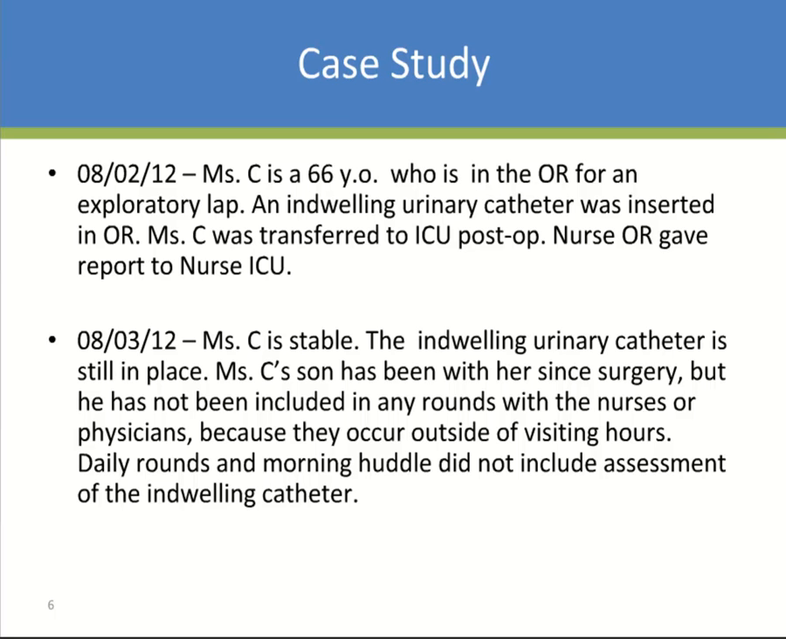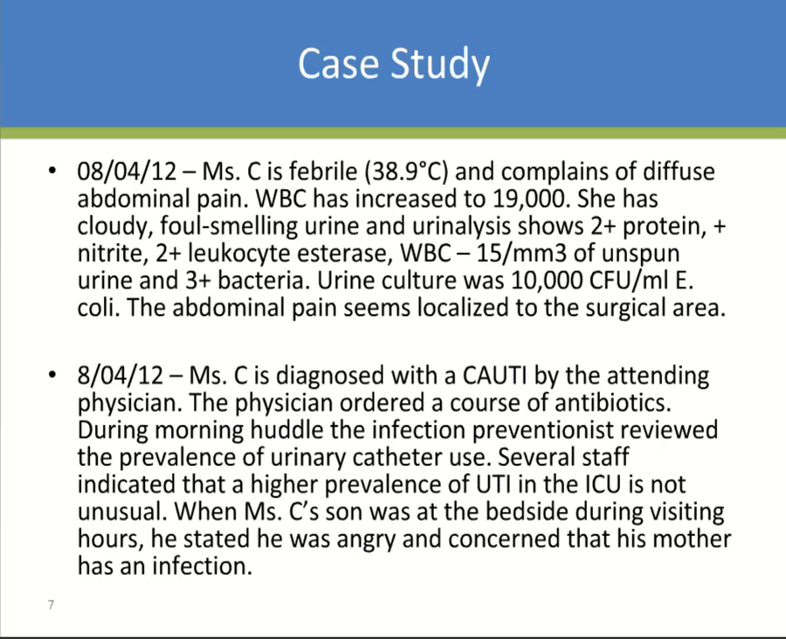Daily rounds and morning huddles did not include assessment of the indwelling catheter. By the next day, Mrs. C is febrile at 38.9 Celsius, and she complains of diffuse abdominal pain. Her white blood cell count has increased, and she has a cloudy, foul-smelling urine and a urinalysis that is positive for protein, nitrates, leukocytes, as well as white blood cells and bacteria. Her urine culture is showing E. coli, and her abdominal pain seems localized to the surgical area.